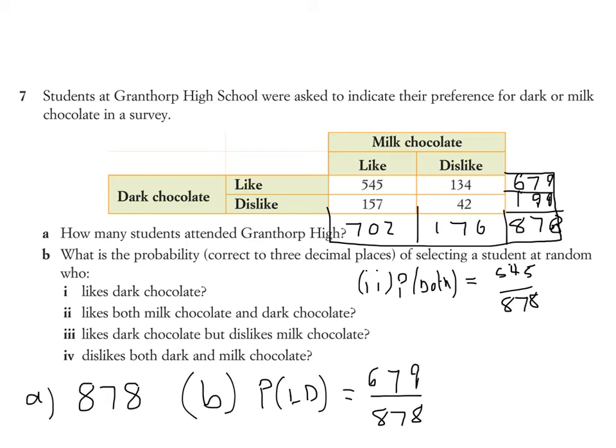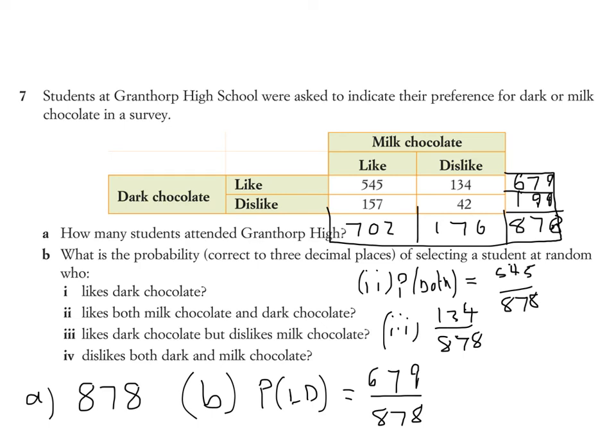Question 3. Let's see how we go. Likes dark chocolate but dislikes milk chocolate. Once again, if you like dark chocolate, you are one of these two groups here. But if you dislike milk, that means you have to be, that's right, 134. So the probability for question 3 is 134 over 878.